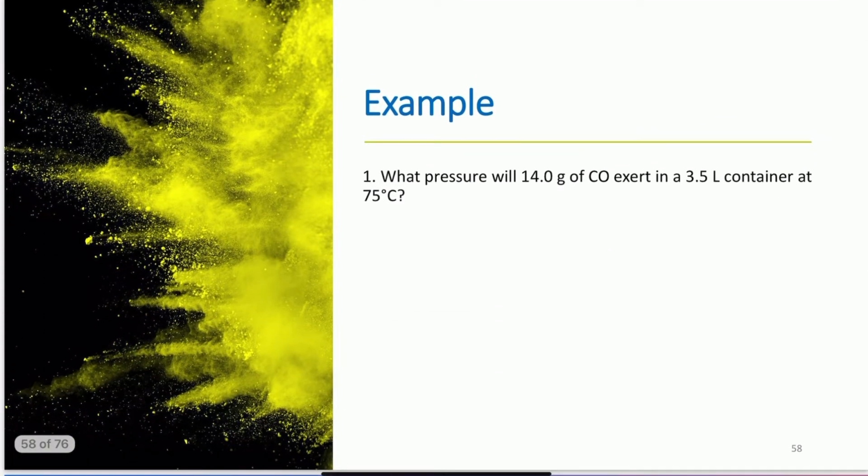First example, what pressure will 14.0 grams of CO exert in a 3.5 liter container at 75 degrees C? So I want to know pressure. I've got 14 grams of CO, a 3.5 liter container, and 75 degrees C. For this, I'm going to use the PV equals nRT equation. P is what I'm trying to find. V, 3.5 liters. N, I'm going to calculate.